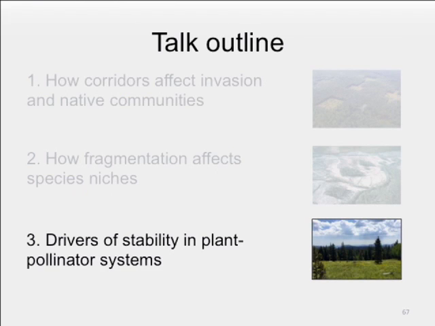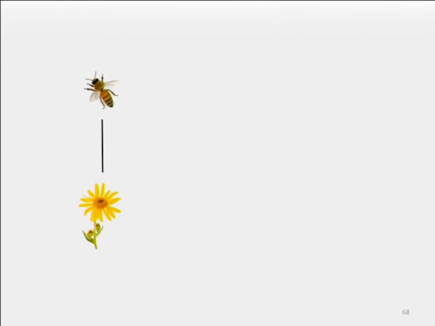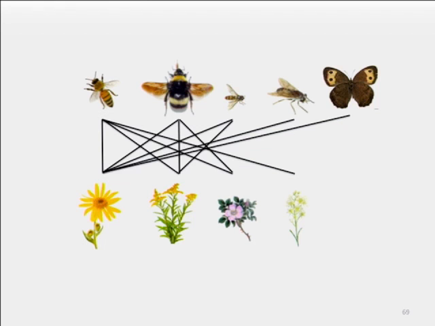So in the last part of my talk, I want to talk a little bit about temporal dynamics and drivers of stability in plant pollinator networks. So pollination is one of the best studied types of interactions in ecology and evolutionary biology. And while these interactions were traditionally studied in a pairwise fashion, increasingly networks have been used to quantify the community context in which these interactions occur.